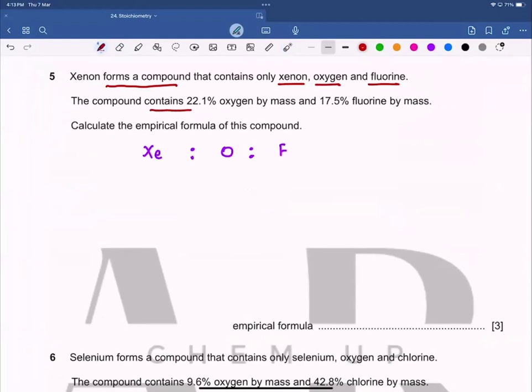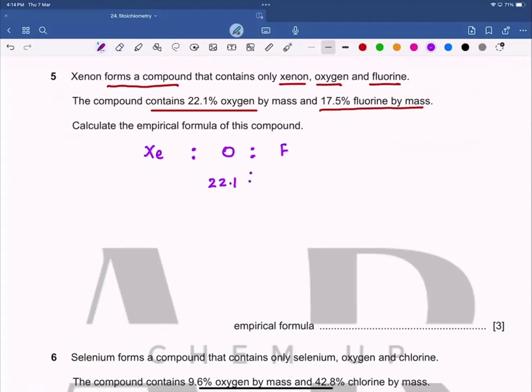Now, the compound contains 22.1% oxygen by mass and 17.5% fluorine by mass. So they have given me the percentage of oxygen and the percentage of fluorine. The percentage of xenon is not mentioned, and they ask you to calculate the empirical formula of this compound. So I have to first know the percentage by mass of xenon.